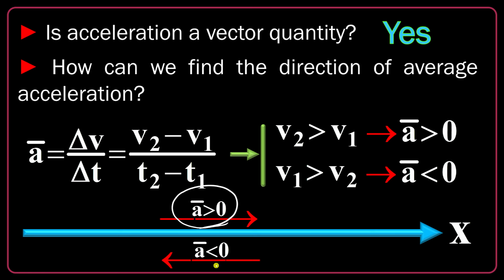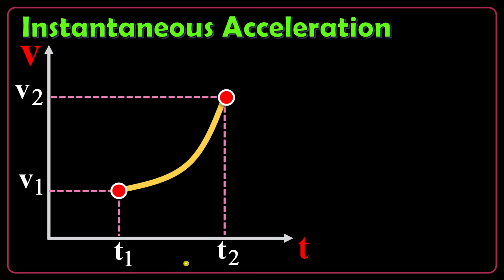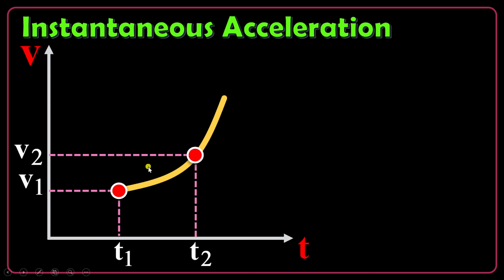Can I say that if the average acceleration is negative, the object is necessarily slowing down? No. I will tell you why. Be patient. Look at this. I'm going to tell you what the instantaneous acceleration is. You remember we used this graph to explain the concept of average acceleration. What about the instantaneous one?